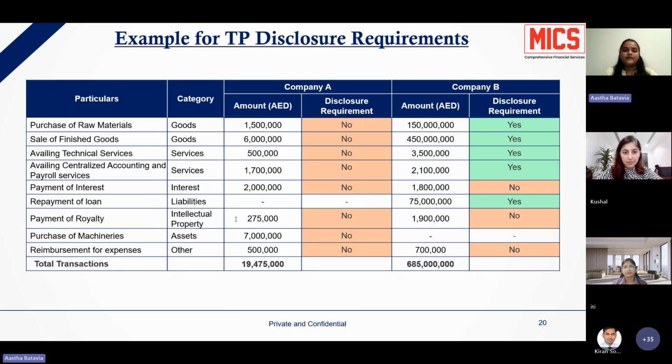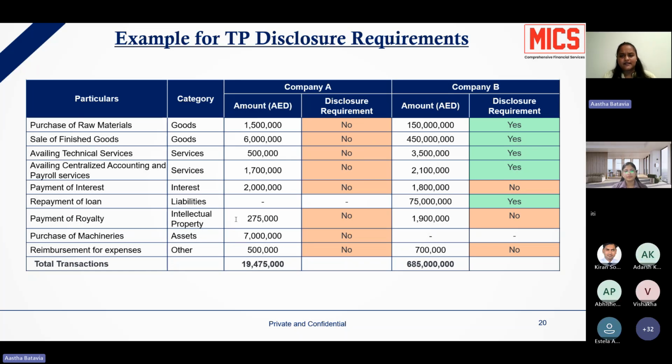Let's have an example of company A and company B. They have a list of transactions, as you can see on the screen. They have several transactions, which we have categorized like goods category, service category, interest, assets, IP, and other category. Now you will see why reimbursement for expenses is in the other category; many of you may have this question. To answer this, usually this kind of expenses are for the category of either services or goods and reimbursement, like another related party has paid those expenses for you and you are reimbursing those expenses.